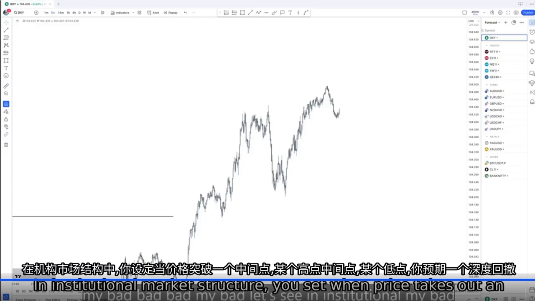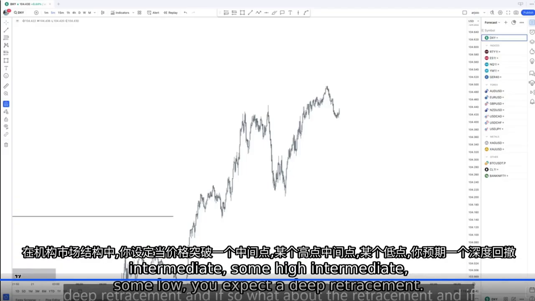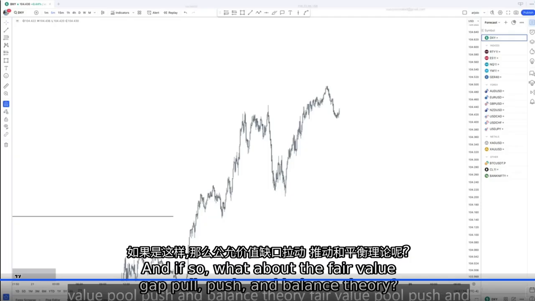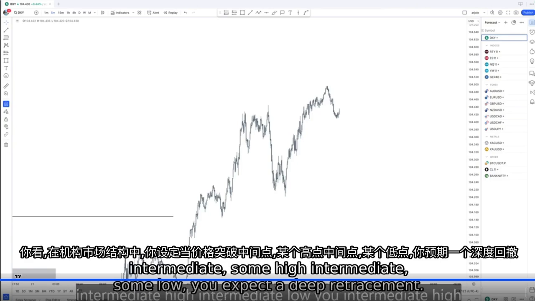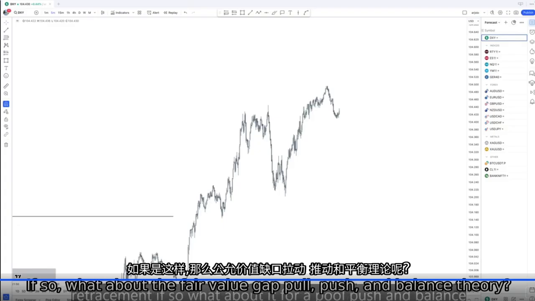Let's see. In institutional market structure, you said when price takes out an intermediate high or intermediate low, you expect a deep retracement. If so, what about the fair value gap pull, push, and balance theory?